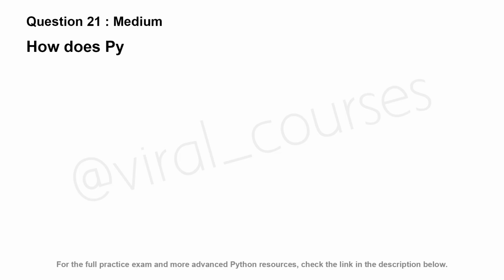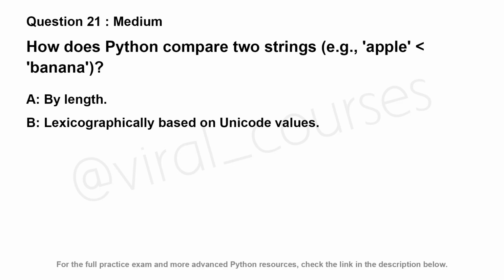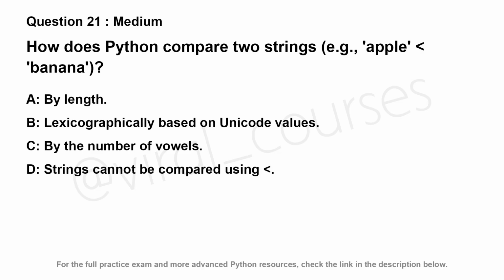How does Python compare two strings, e.g., 'apple' < 'banana'? Option A, by length. Option B, lexicographically based on Unicode values. Option C, by the number of vowels. Option D, strings cannot be compared using less than.